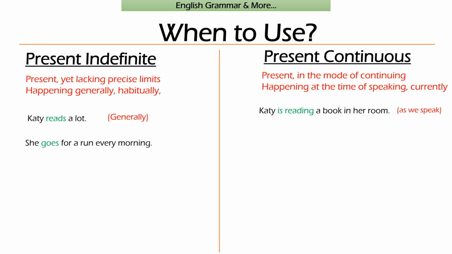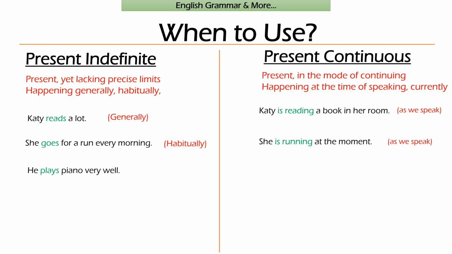One more example, she goes for a run every morning. Here, once again, we have used the present indefinite tense form because we are talking about a habitual action. So she goes for a run on a regular basis. However, if we say she's running at the moment, it means as we are speaking, she is doing that action. She is running, as we can see her outside.